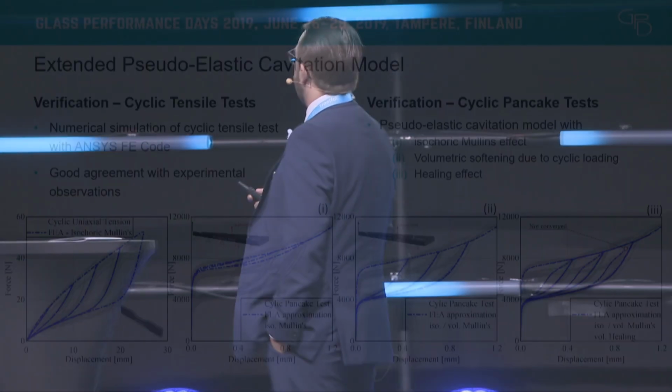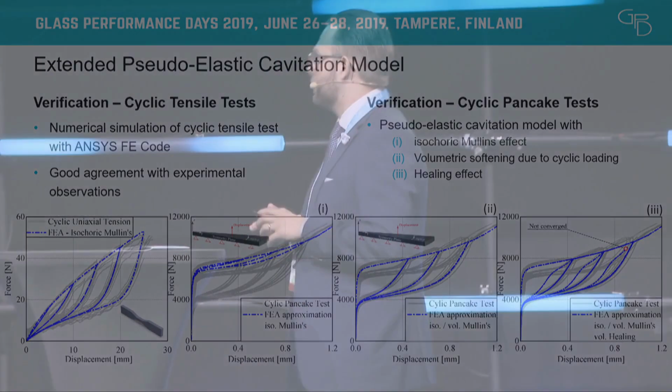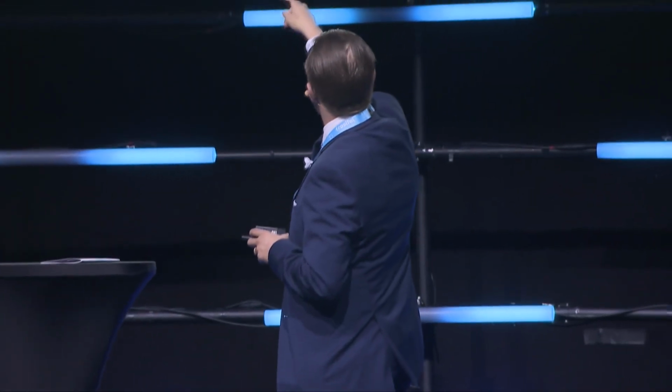In gray, we always see our experimental test results, and in blue you can see the numerical simulations. With the parameters we found, we can approximate the isochoric Mullins effect very well. So now we have just added some damage or Mullins variables for the isochoric behavior. If we use this model and try to calculate the pancake test, we can cover the softening due to cavitation in the virgin loading.